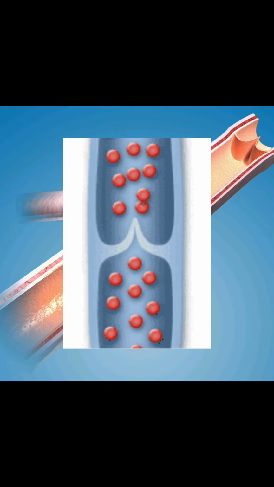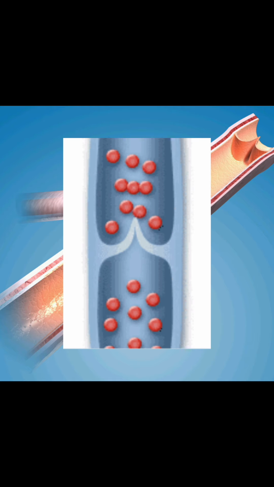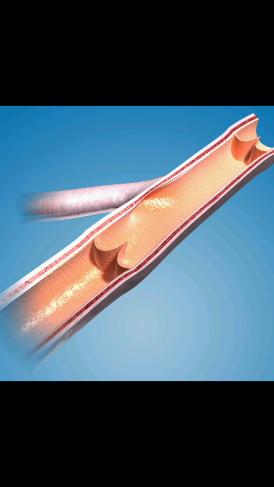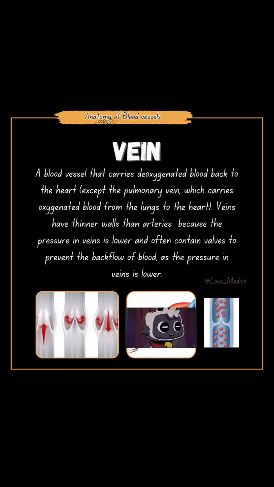The vein contains valves to prevent the backflow of blood, as the pressure in the vein is low. So the blood pressure is low in the vein, and the blood may start to flow backward at any time. So we have to prevent that, right? That's why the vein has valves. It prevents the backflow of the blood and helps to move the blood forward.